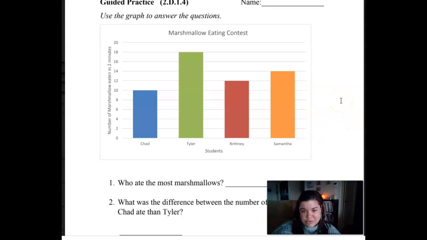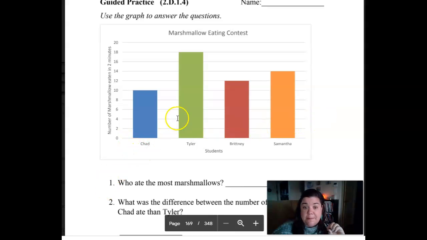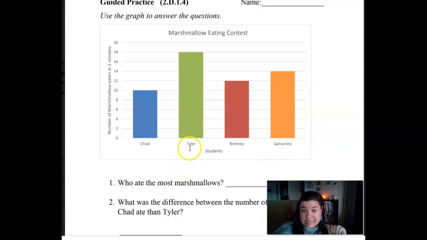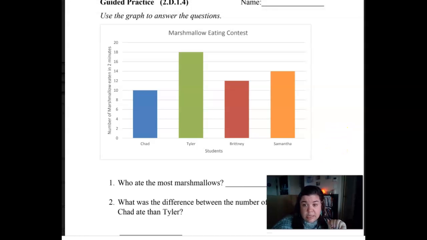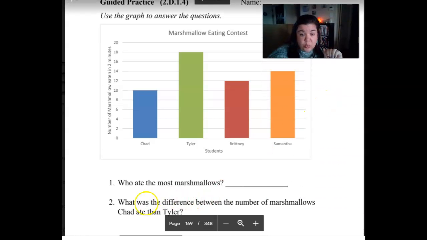Okay, so who ate the most? How do you find this out? What is the most would be the biggest bar graph, right? And who is that? What name does that say? Tyler, right?